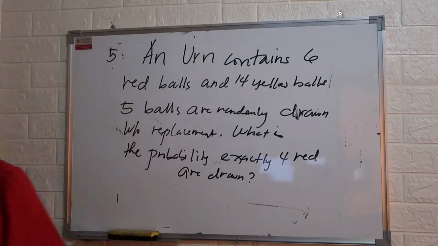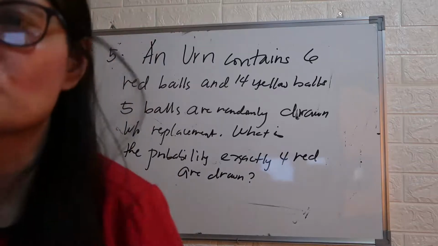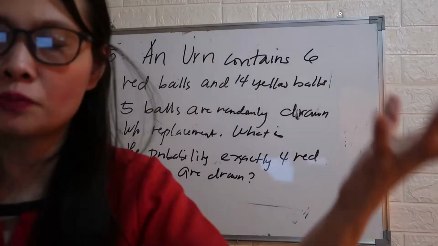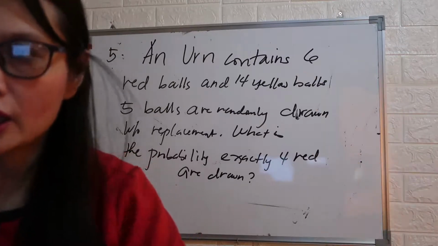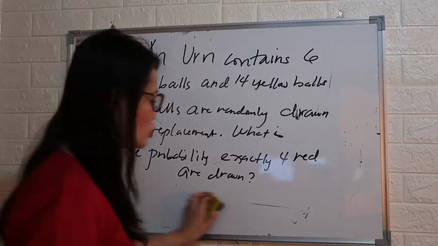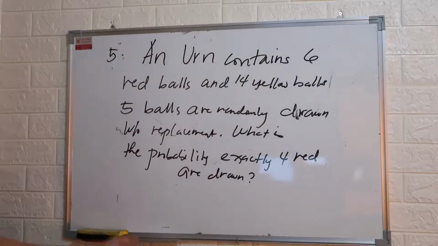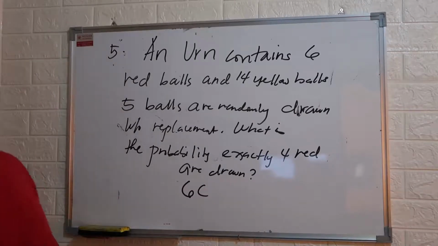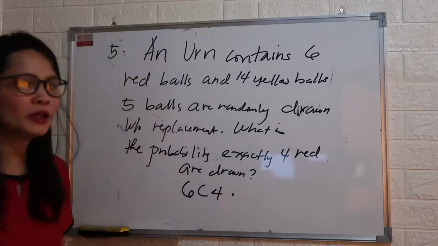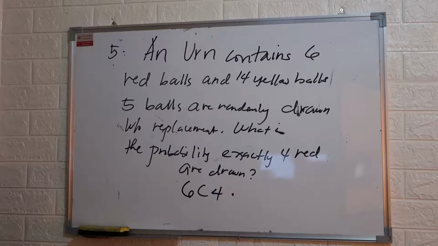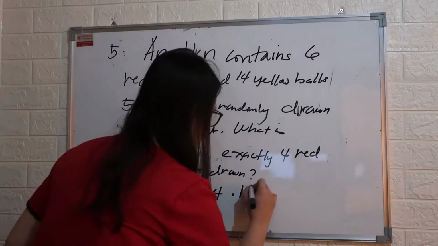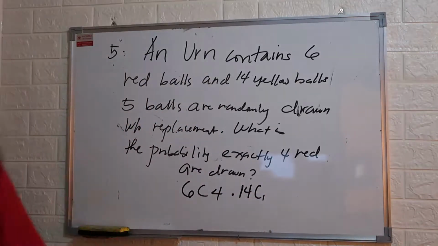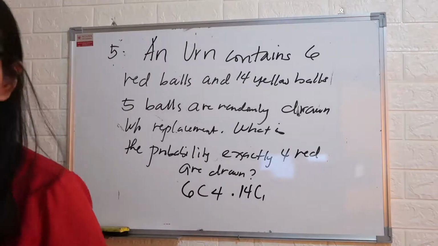So how do we answer this one? You do have two groups. The first group is red, and the second group is yellow. Let's start with the first group, red. How many? 6. So we have 6 taken what? 4. Next, multiply it by what? We're done with red. Next, multiplied by 14 taken 1. Why is it 14 taken 1? Why is there a 1?